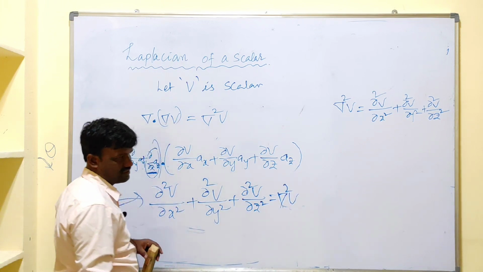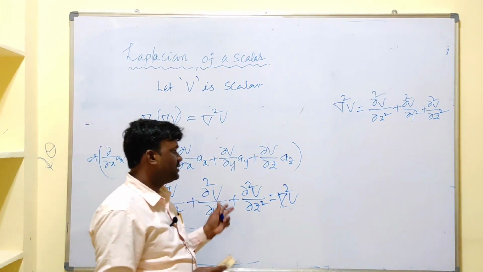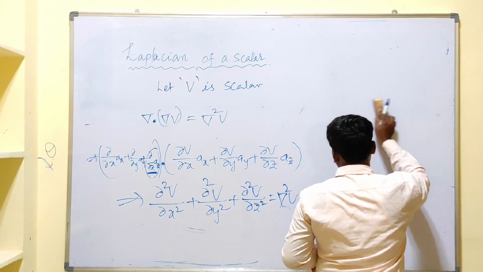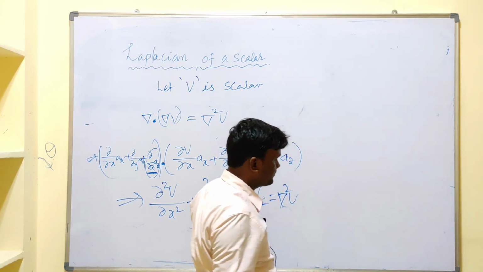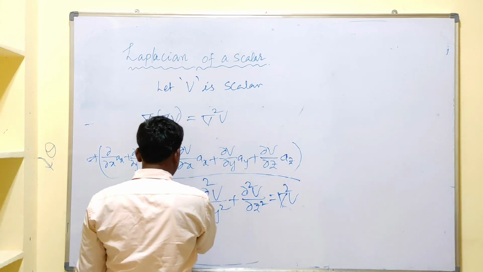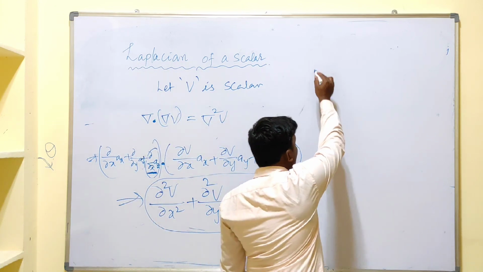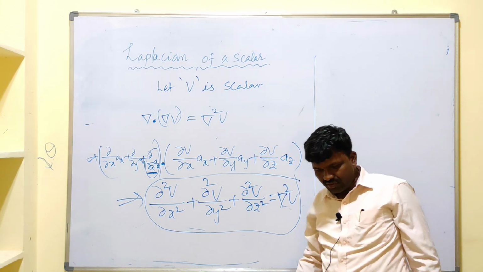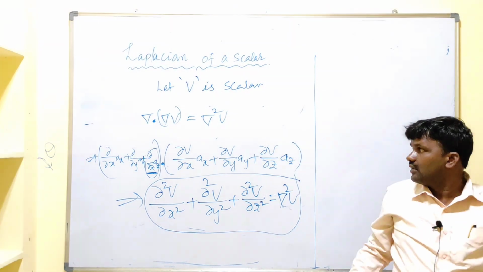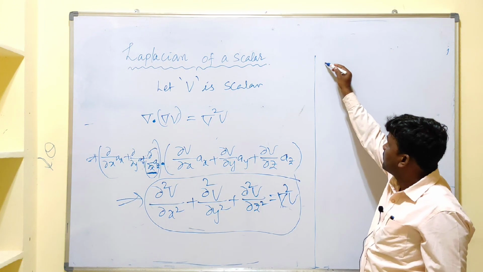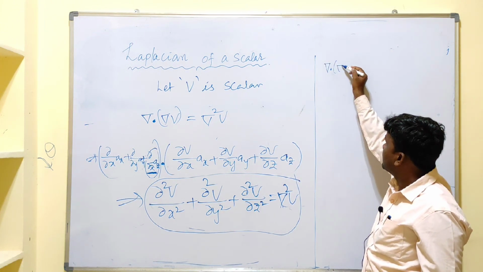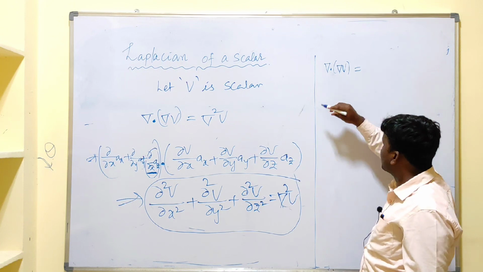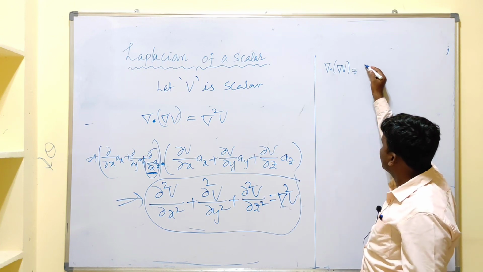That is in Cartesian. If you want this del square v formula, that means the Laplacian operator in the cylindrical coordinate system, how can we derive it? Actually, you need to write del dot del v, that is del square v.